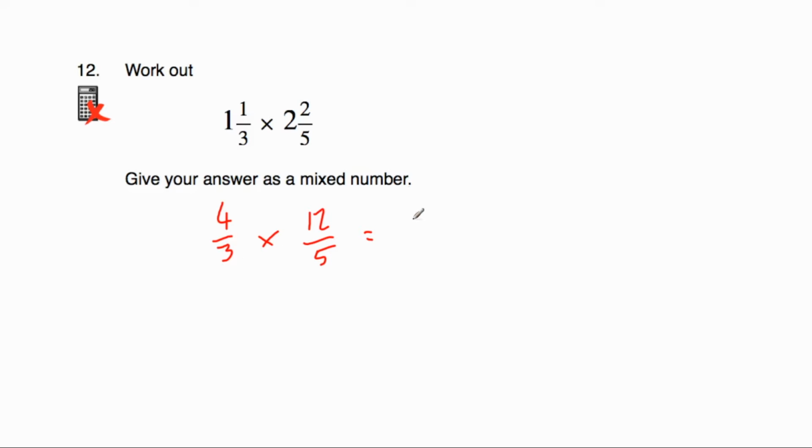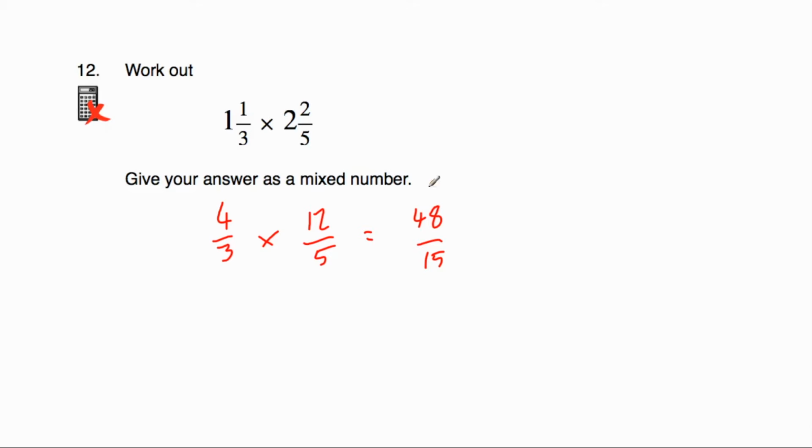So 4 times 12 is equal to 48, and 3 times 5 is equal to 15. And that's equal to 48/15. Now at this point, there's two different approaches in terms of how we can get our answer. Because we've got 48/15, both of these are divisible by 3, so we could cancel these first of all by dividing them by 3, cancelling it down, and then change it into a mixed number. Or we could change it into a mixed number and then cancel it down, and I'm going to show you that either approach would work.